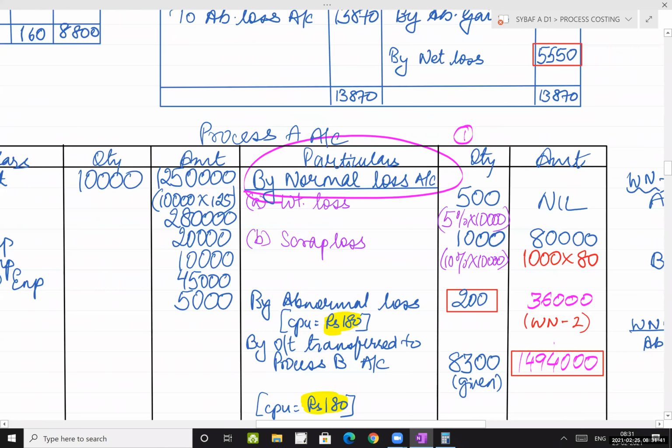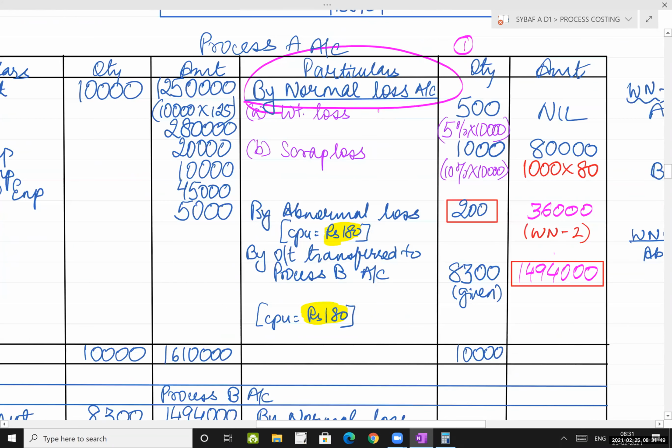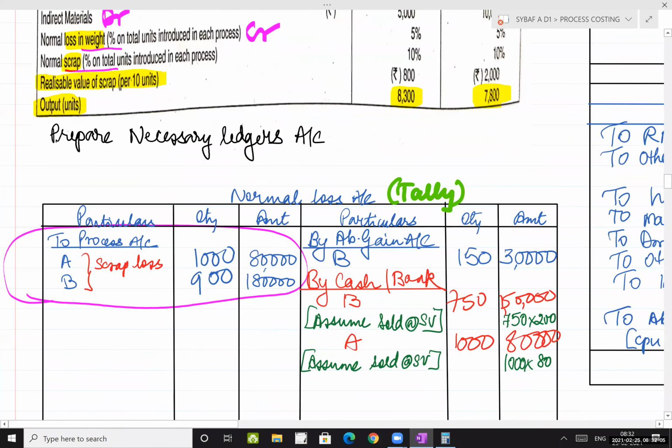Normal loss, normal loss. Okay, second effect given. Okay, how much? We will not take gross loss, we will consider scrap loss because that is saleable. So 1000 and the second one 900. So right here 1000 and 900. You have to consider the scrap loss. Okay, so this is the treatment of normal loss.